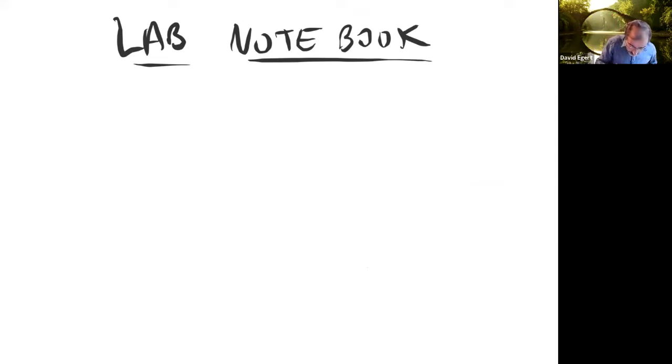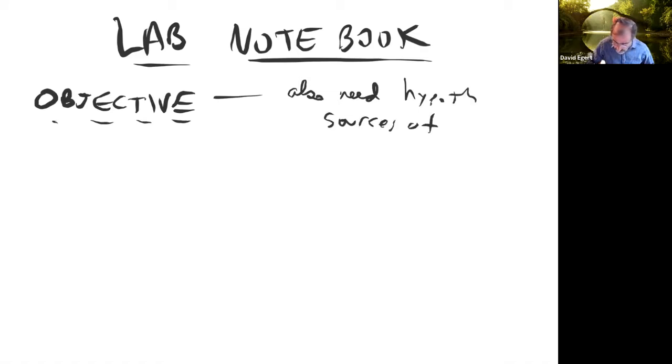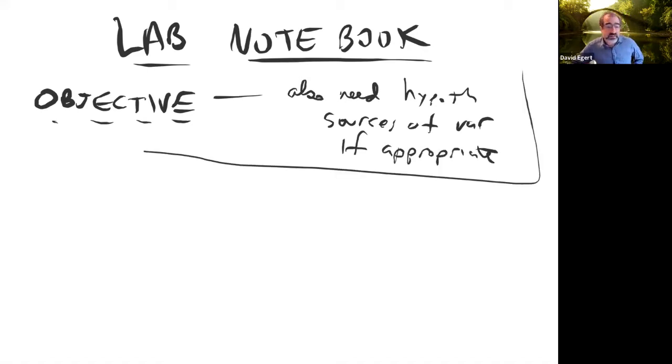So in your lab notebook, there's always going to be some objective, like what is the lab about? If it is one of these labs that I've highlighted in fuchsia, the ones that are hypothesis driven, you also need the hypothesis and sources of variability, if appropriate. So there's kind of like, what is the point of this thing? And again, that's usually coming out of just the lab manual.